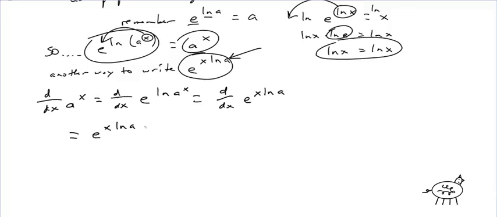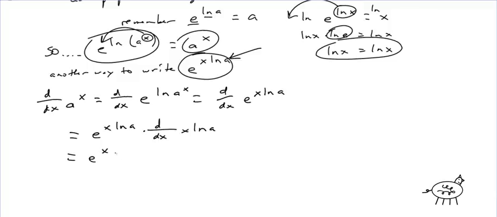Remember, the derivative of e to whatever is the same thing, e to that whatever, times, and let me just show a little work here, d by dx of x ln of a. So it's using the chain rule, right? I have to take the derivative of that exponent now. So let's keep going here.